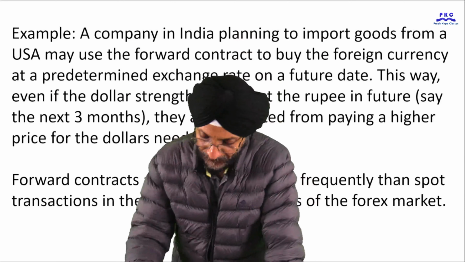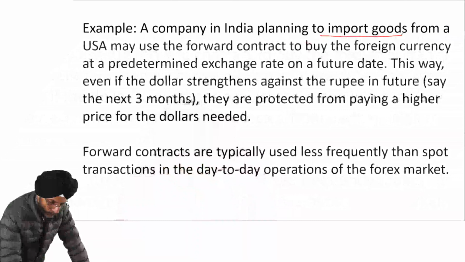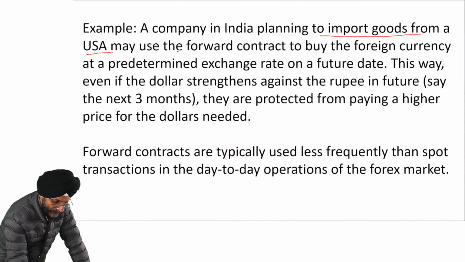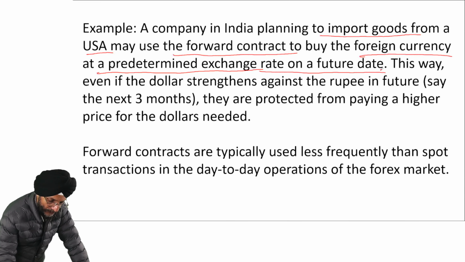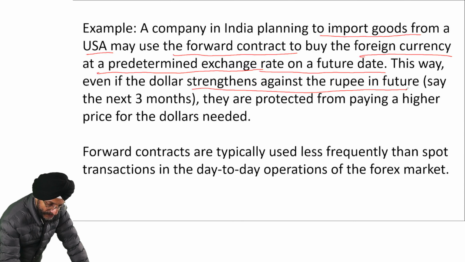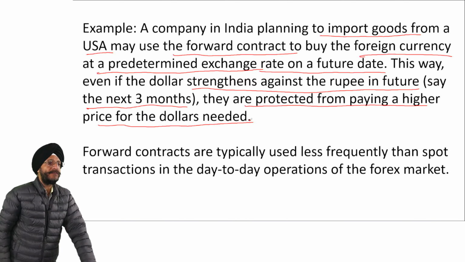Example, a company in India planning to import goods from the USA may use a forward contract to buy the foreign currency at a predetermined exchange rate on a future date. This way, if the dollar strengthens against the rupee in future, say in the next 3 months, they are protected from paying a higher price for the dollar needed.